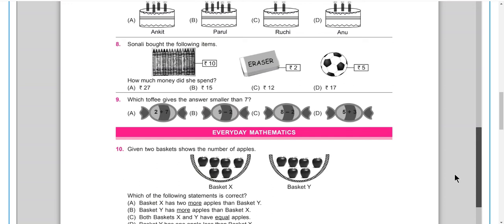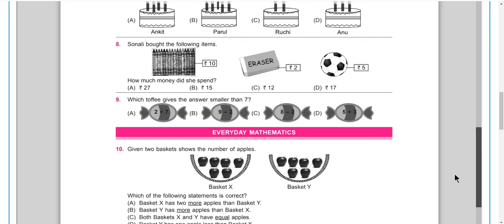So now the question is, which toffee gives you the answer smaller than 7? We have all four answers: 9, 7, 6 and 8. So what will be the correct answer? What is lesser than 7? Yeah, 6. So which toffee is it? 8 minus 2, C toffee. So our answer is C.